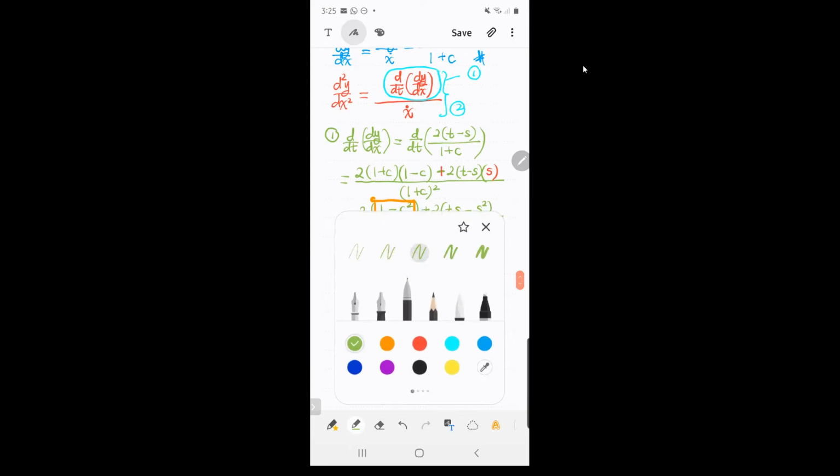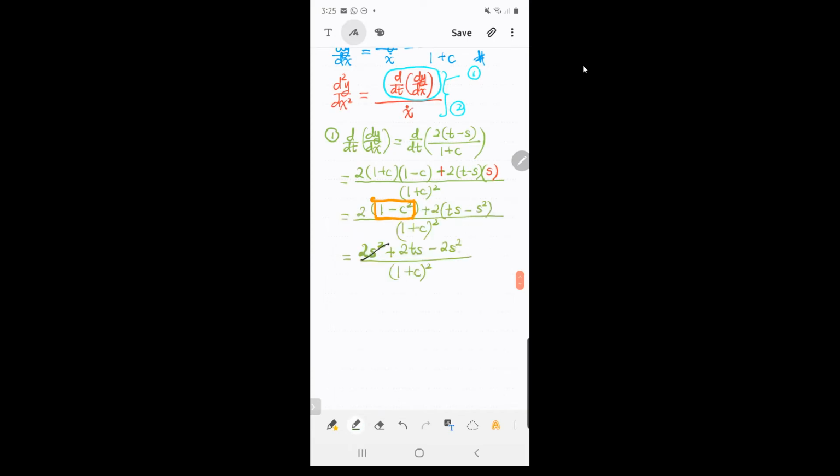Now you see the 2s squared minus the 2s squared. So these two cancel out, left only 2ts. And that is the expression that you want, right? So you have 2ts, just keep it, divided by 1 plus c squared. You look at the result, the result is 1 plus c in the bracket cube.